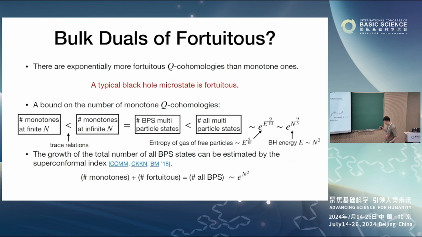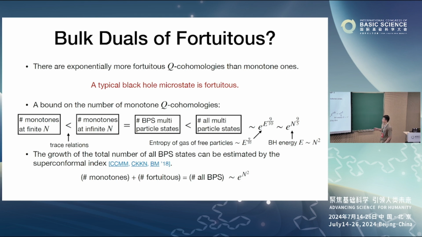And now let's come to the bulk duals of the fortuitous cohomologies. They are the more interesting things. First, we actually do not know much about their bulk dual, but we know a couple of things. One thing we know is that there are exponentially more fortuitous cohomologies than monotone ones. And this property can be made into the slogan that a typical black hole microstate is fortuitous. Let me try to argue this.